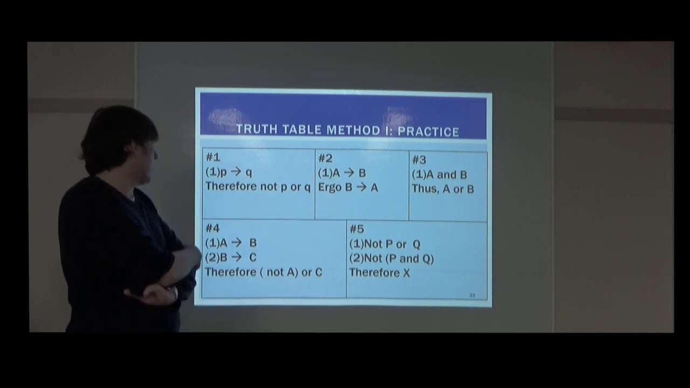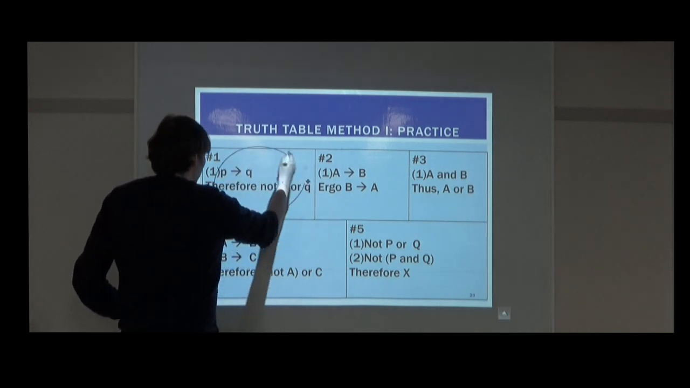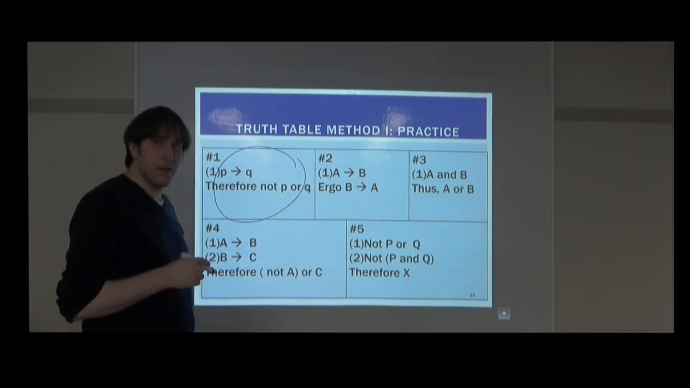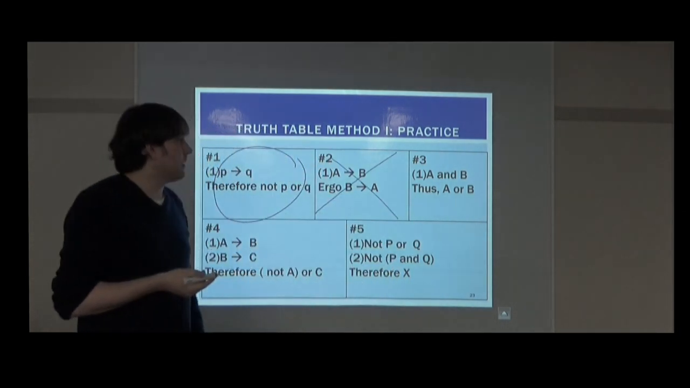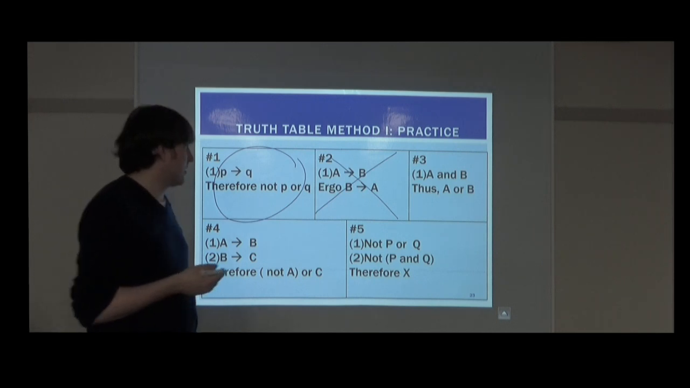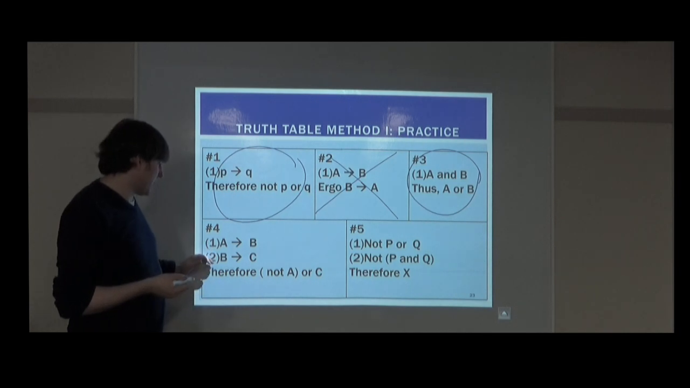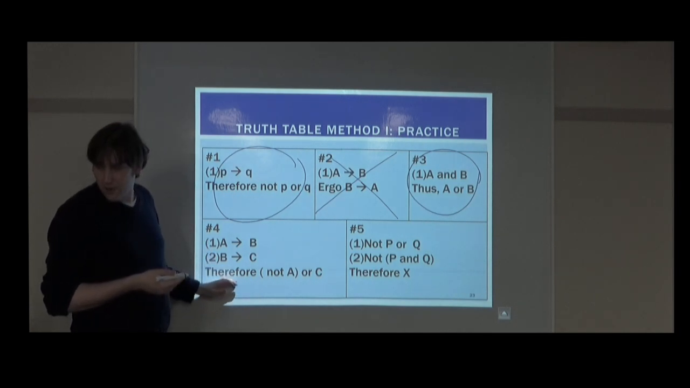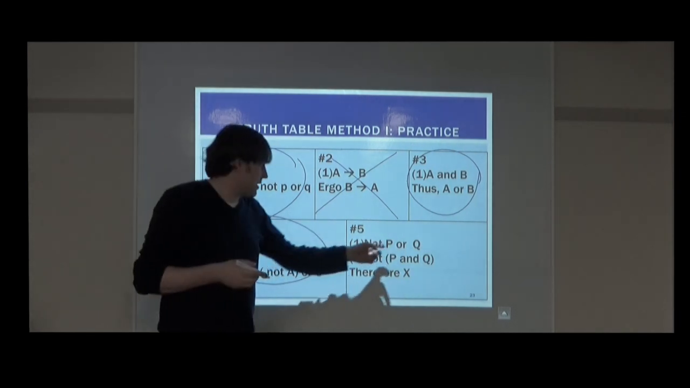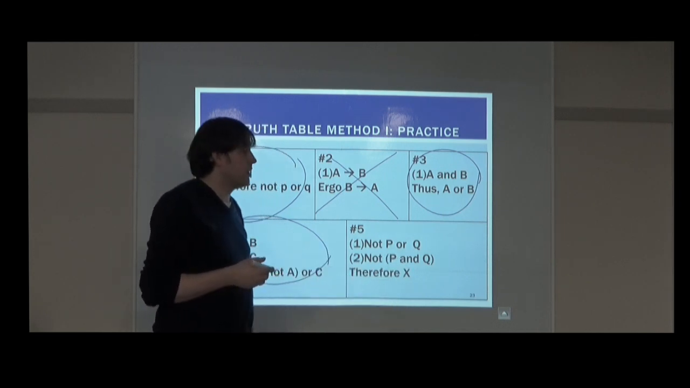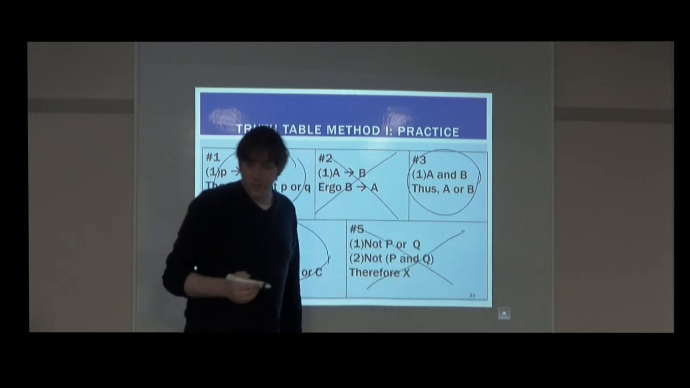P, therefore Q. Therefore not P or Q. This is valid. A implies B, ergo B implies A. Invalid. A and B, thus A or B. Valid. A implies B, B implies C, therefore not A or C. This is valid. Okay. Not P or Q, not P and Q, therefore X. This is invalid. So I can show you any of these using a truth table.